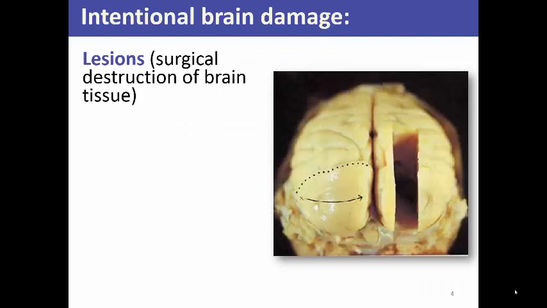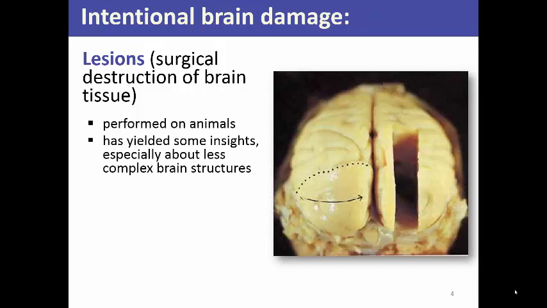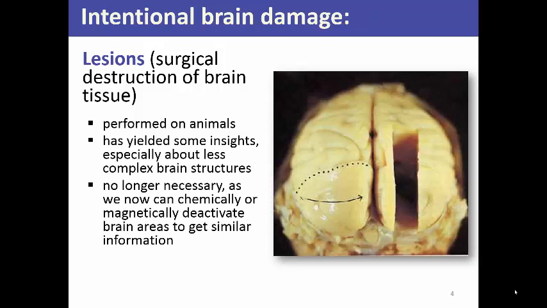There are also things such as intentional brain damage, when we have lesions, which is surgical destruction of the brain. You can see that on the right, where they cut out a section of the brain. And this is performed on animals. It's yielded insights, especially about less complex brain structures. So when we were able to remove or lesion different parts of the brain, we can see how that affects the animal's behavior. It's no longer necessary now to do this type of experimentation, thankfully, because now we can chemically or magnetically deactivate parts of the brain to get similar information, which doesn't result in having to lesion and destroy that part of the brain.